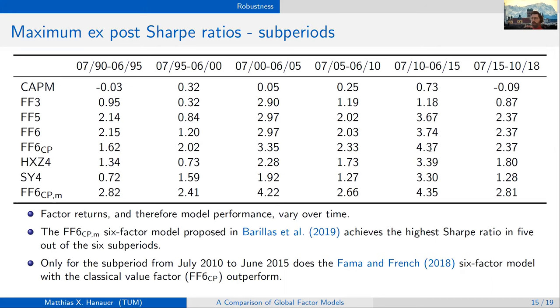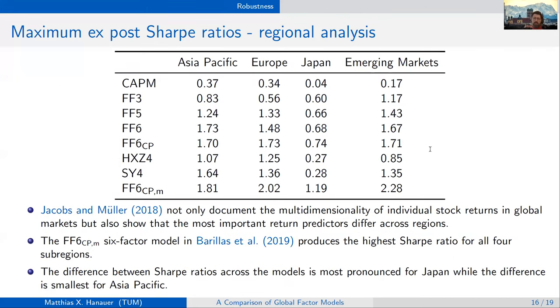More interesting from my side was also how does it look for regions? Because also this Jacobs and Müller show that there's a lot of different factors that play a role, and these most strongest factors per region can differ. So I was doing the same analysis, but just not on a global level, but on a regional level. So I was dividing my sample into Asia Pacific, Europe. So these are developed markets, these three: Asia Pacific, Europe, and Japan, and all emerging markets countries.